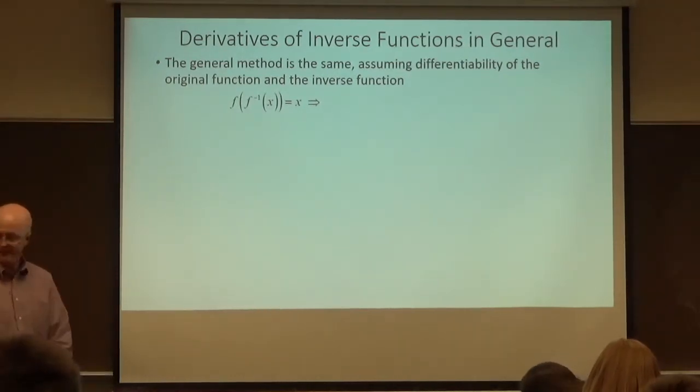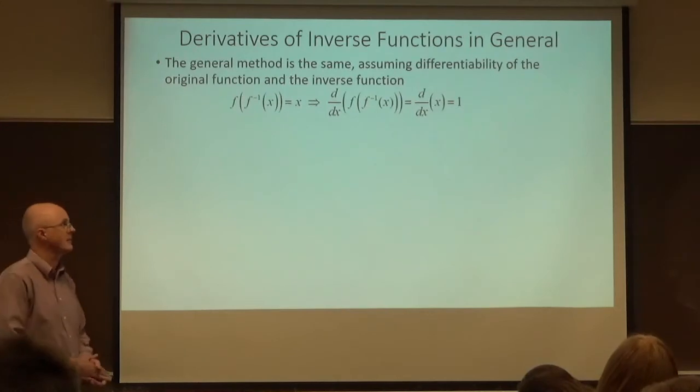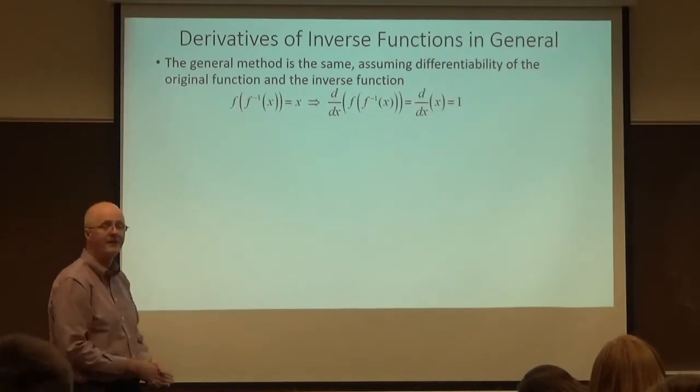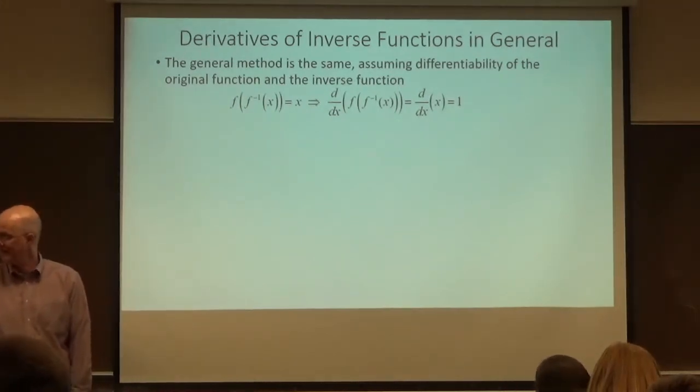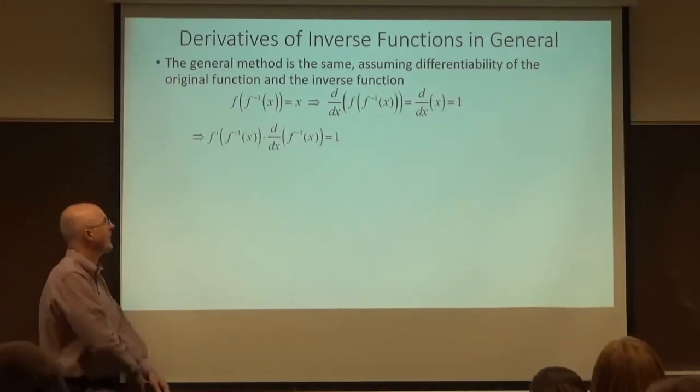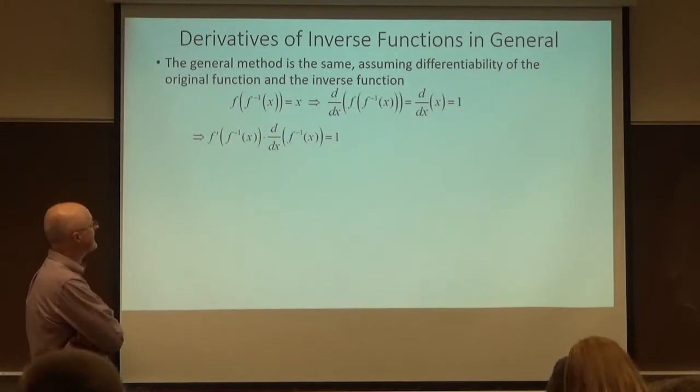Once again, differentiate both sides. Get this. The right-hand side once again differentiates to 1. Once again, you can use the chain rule on the left-hand side and write the left-hand side that way. Think about it. Don't just write it down. Think as you write.